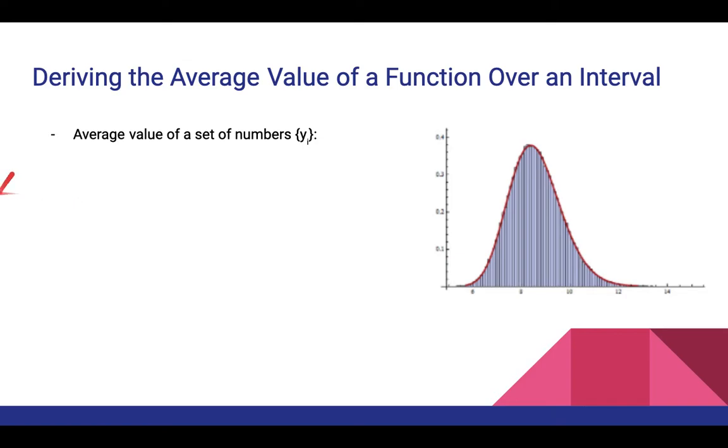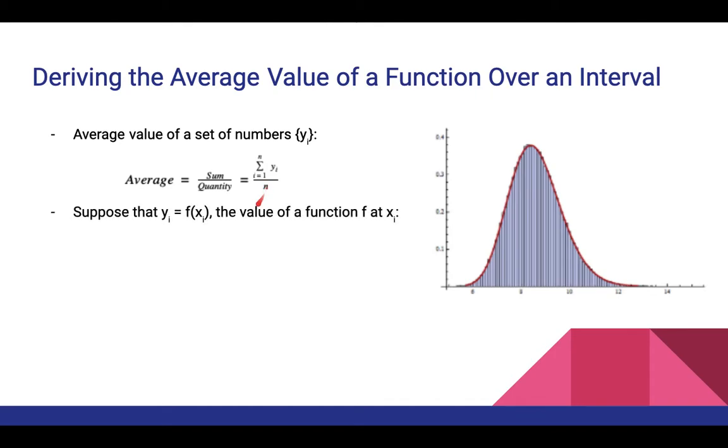Let's start off with the average value of a set of numbers yi, where yi denotes the ith number of our set. How we would get the average is we'd take the sum of all numbers in this set and divide it by the quantity of numbers that we have in this set, something that we all should know from Algebra 2. So we can write our sum as sigma starting at i equals 1 to n, where n is the quantity of numbers we have in our list, of yi, where yi is the ith number in our list. So we're adding together all of these numbers, and then we're dividing by the quantity of numbers we have in the list, n.